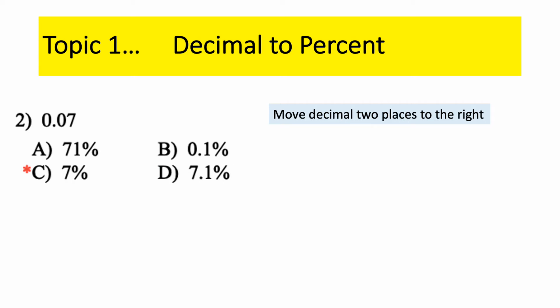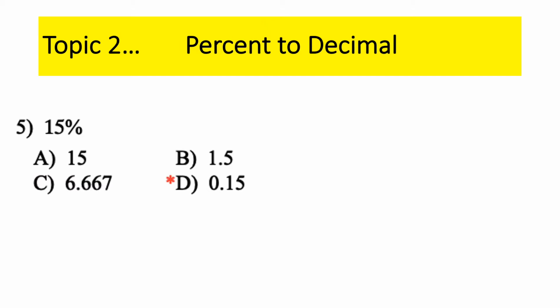Okay? Maybe one more. Decimal to percent, 2 places to the right. 0.07, I need to move it 2 places to the right. 1, 2, that's a 7, so 7%. Got it? All right, let's do the converse to that. Instead of doing decimal to percent, we're doing percent to decimal. So I'm going to give you the percent. So if changing a decimal to percent is moving it 2 places to the right, then a percent to decimal is 2 places to the left.